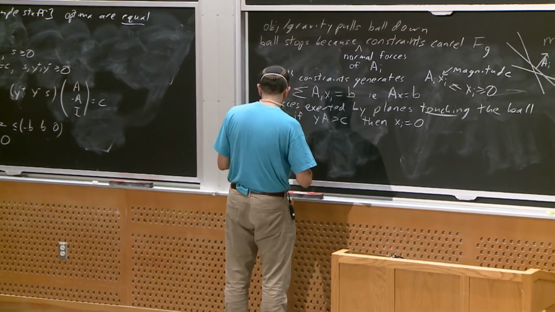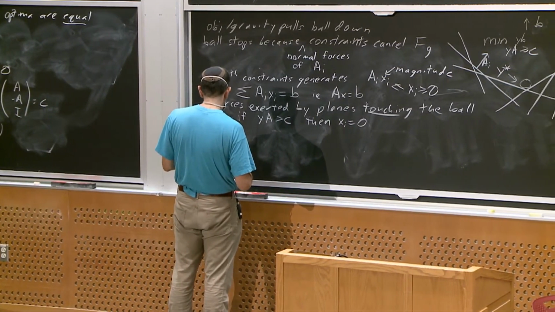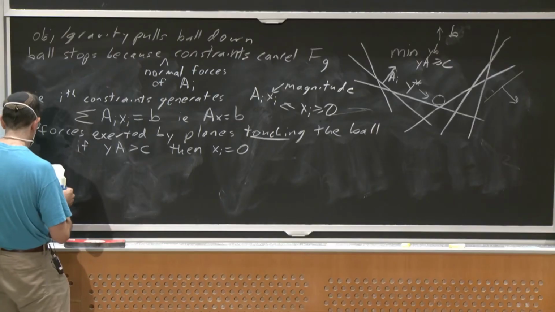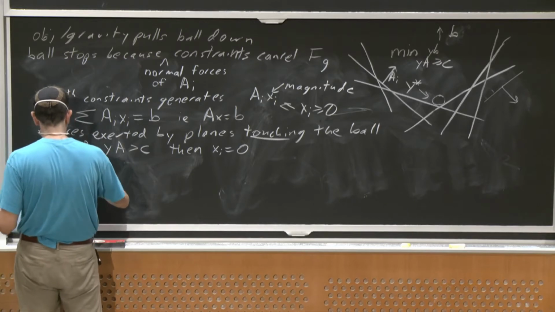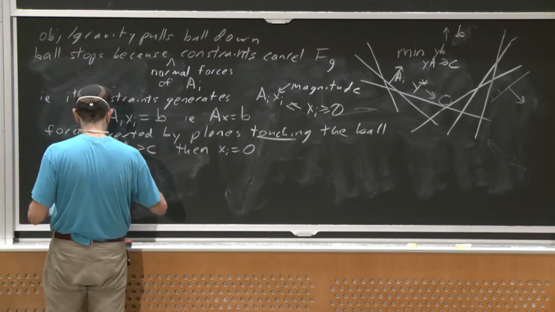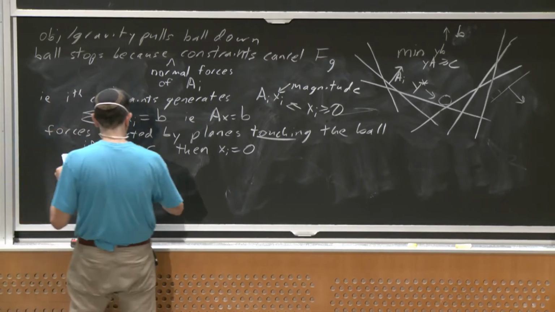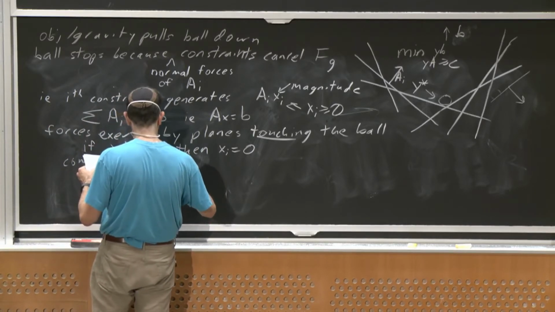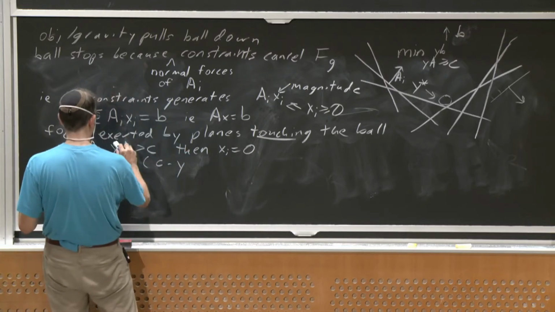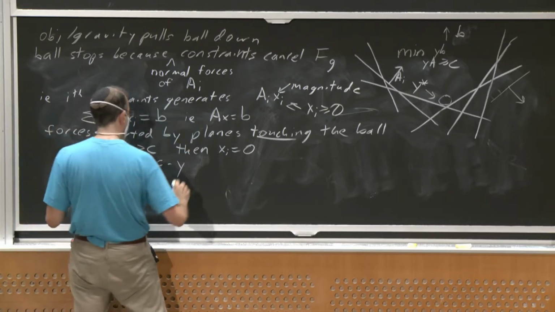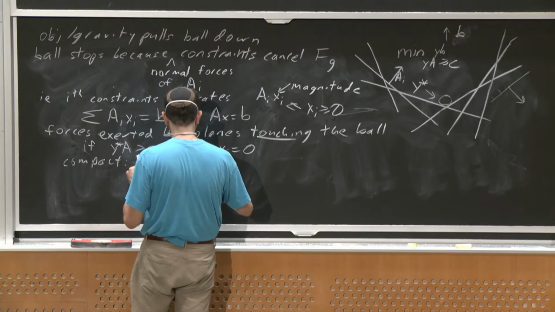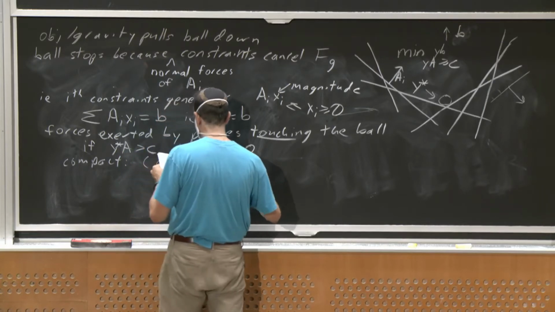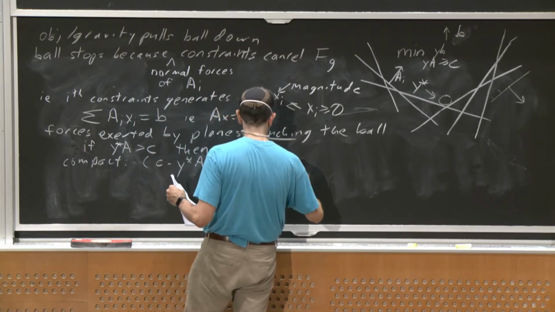Okay? So y a_i greater than c_i implies x_i equals 0. So a very compact way to write this is to say that, sorry, I left off some stars here. So that's the optimum y. So (c_i minus y star a_i) times x_i is equal to 0 for all i.